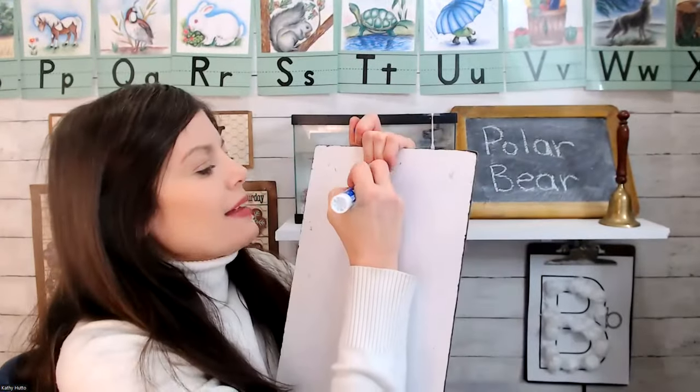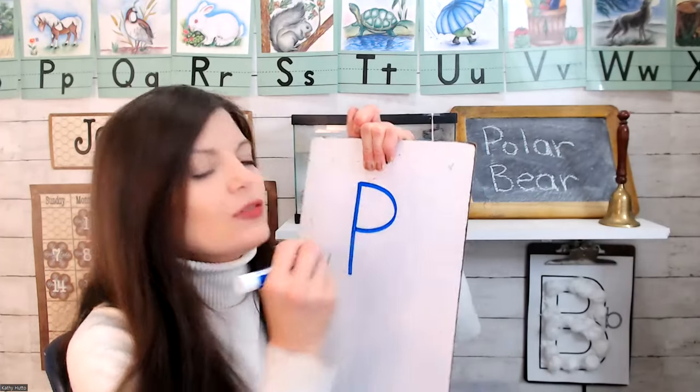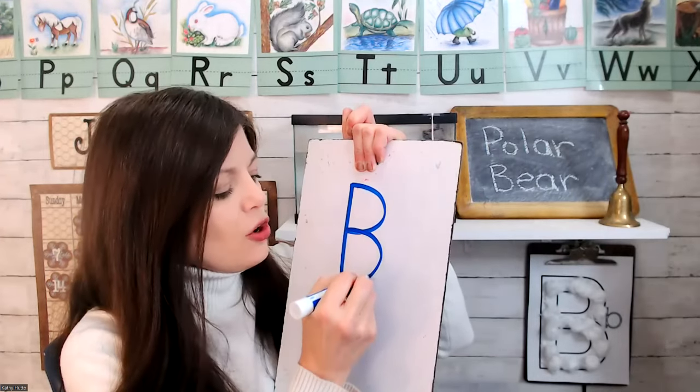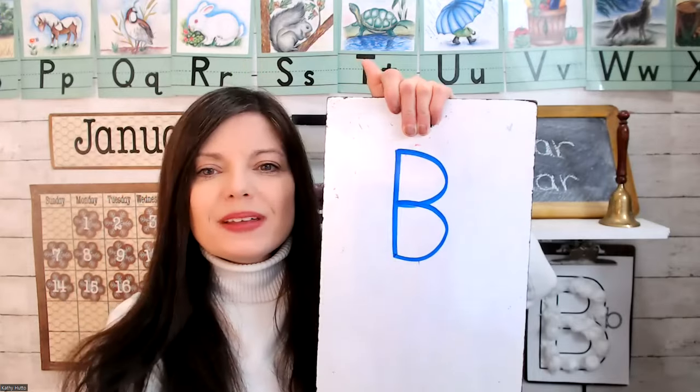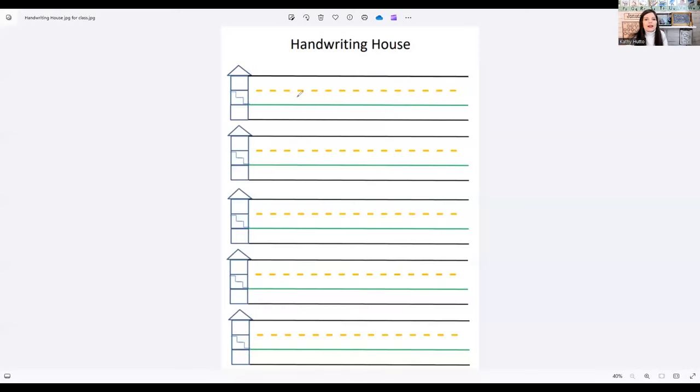To write letter B, you make a line that goes straight down, then go back to the top, curve around from the top to the middle, and curve around from the middle to the bottom. That's the uppercase letter B. Let's practice writing it. Go down and curve around from the top to the middle, then the middle to the bottom. This is uppercase letter B.